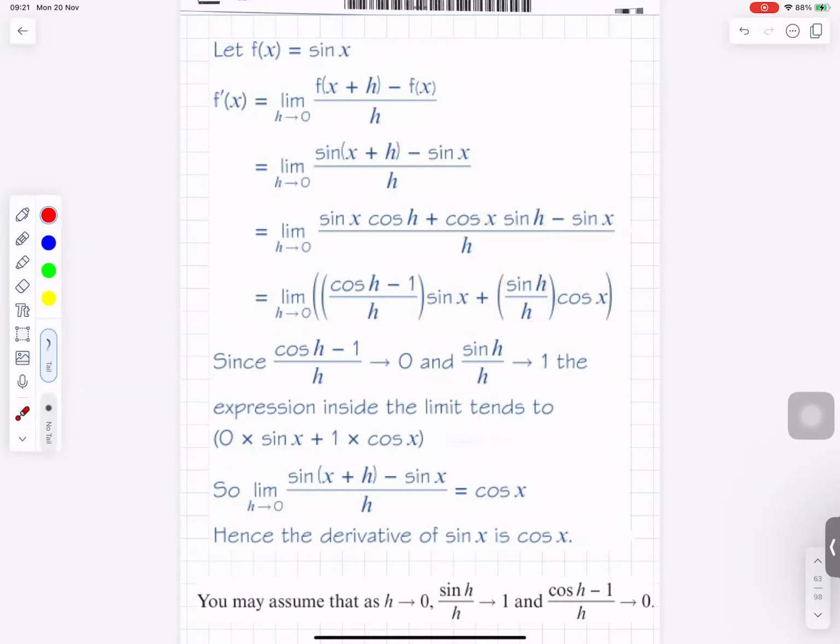And then you use the idea that cos h minus 1 over h tends to 0, and sine h over h tends to 1. So this one tends to 0, and this one tends to 1. 0 times sine x is 0, so all of this will be 0. This one will tend to 1. 1 times cos x just gives you cos x. So your answer will be 0 times sine x plus 1 times cos x, which gives you cos x. Hence, the derivative of sine x is cos x. This is what you have assumed. As you may assume, this is given for you to use.